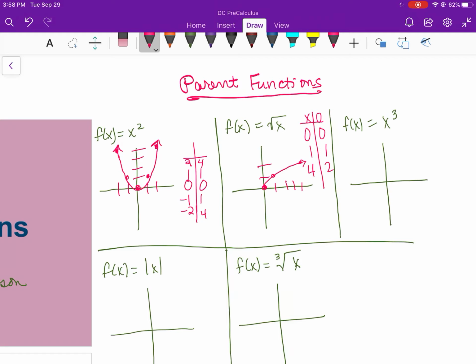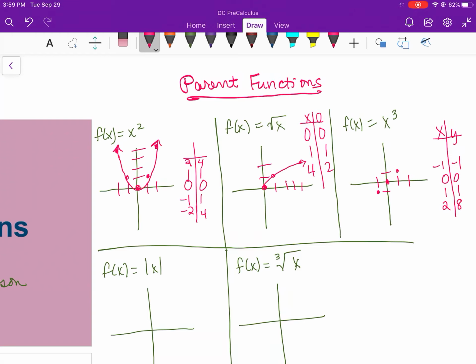The third one is our cubing function. And we talked briefly in class about some key points that you'll need. And you can always do 0, 0, 1, 1, negative 1, negative 1, 2, 8, and so on.